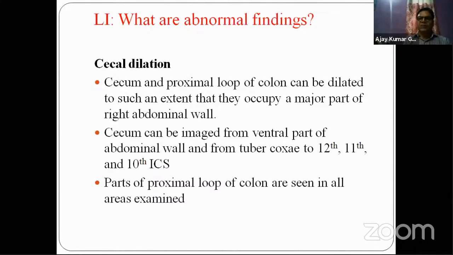Now, how to differentiate between cecal dilatation and right abomasal displacement? These two can be differentiated by performing ultrasound guided aspiration or centesis and checking their pH. In case of abomasal displacement, the pH will be between 1 to 4. It is highly acidic.